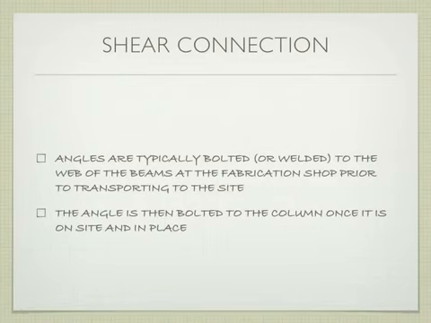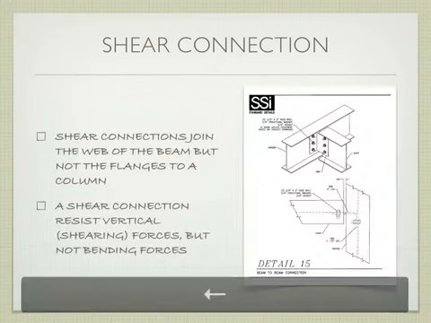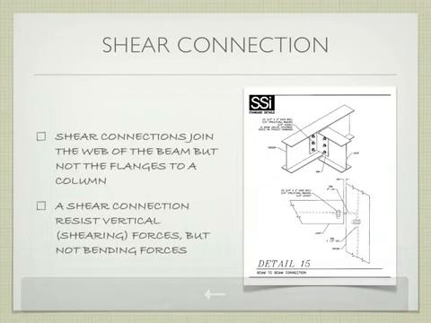In this particular example, the angles are typically bolted or welded to the web of the beams at the fabrication shop. The angle is then bolted to the column once it's in place. So if we jump back, this happens to be beam to beam, but the concept is exactly the same. On one side or the other, this will be prefabricated on the end of one of the beams. We'll use the angle to transition.